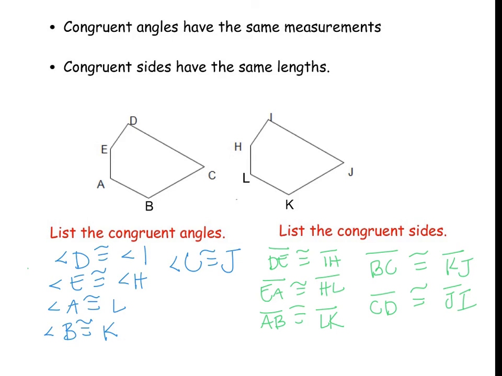As you check your answers, keep in mind that both of these polygons have 5 corners, so I should have 5 congruent angles listed. If they have 5 corners, they have 5 sides, so I should have 5 congruent sides listed. So take a minute and check your work before you submit your notes to Seesaw.